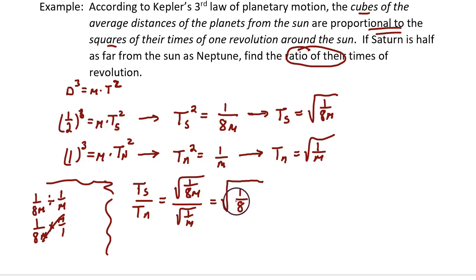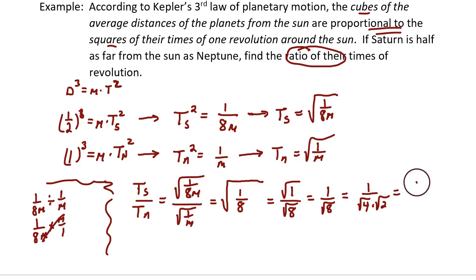This is not simplified because there's a fraction in the radical. So let's apply the theorem we just used in reverse and separate it into numerator and denominator. This becomes 1 over the square root of 8. The square root of 8 can be factored as the square root of 4 times the square root of 2. So this becomes 1 over 2 square root of 2.